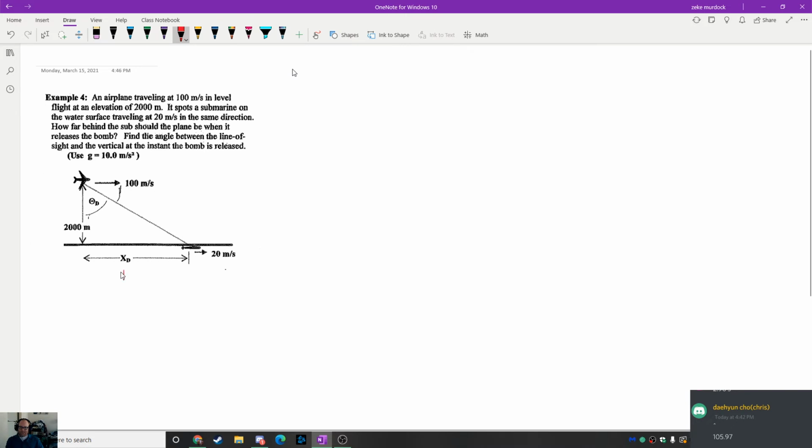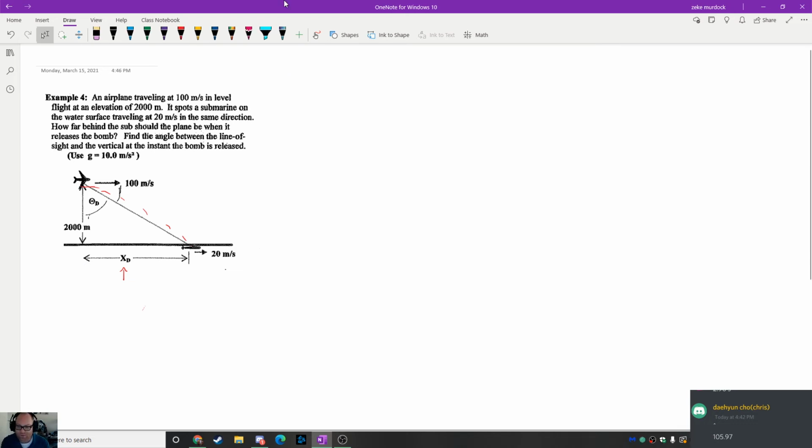So we want to find basically this distance right here. How far behind the sub should the plane be when it launches its bomb? So the idea is that this plane has inside of it a bomb. It's traveling at a constant speed. It's going to release that bomb. The bomb is then going to hopefully undergo parabolic motion and somehow hit the submarine, basically, like that. Any questions about the setup for this problem? Like what's happening? Our goal is to find this, basically, and to find this angle right here. All right.